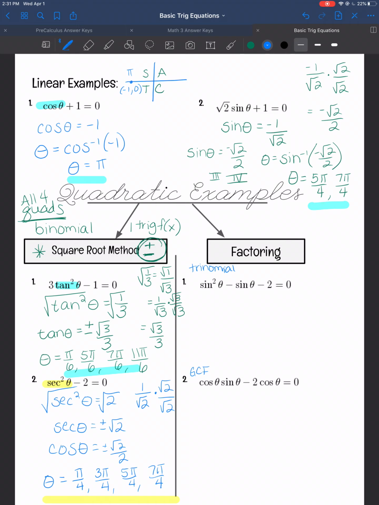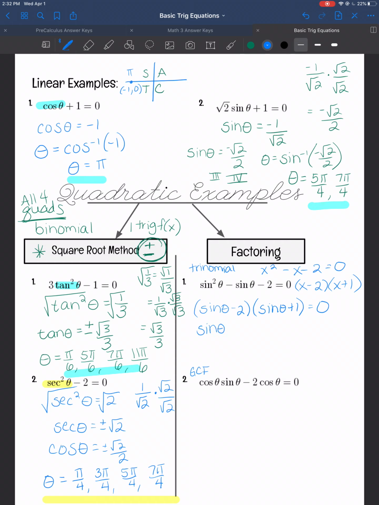The factoring with the trinomials sometimes really confuses people, so my suggestion is to do a variable substitution and just make that x squared minus x minus 2 and factor it like you normally would. So x and x multiplies to give you negative 2, adds to give you negative 1 would be negative 2 and positive 1. And then go back and put sine instead of x. So that's sine theta minus 2 times sine theta plus 1. You're going to set both of those factors equal to 0 and solve for theta.